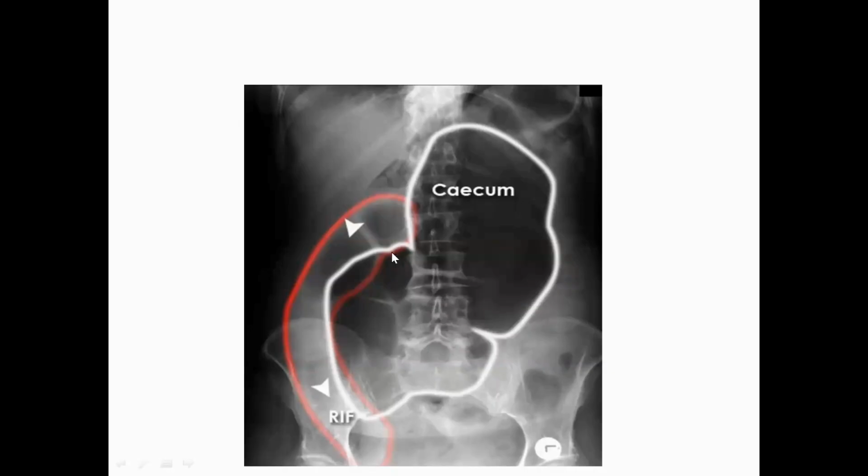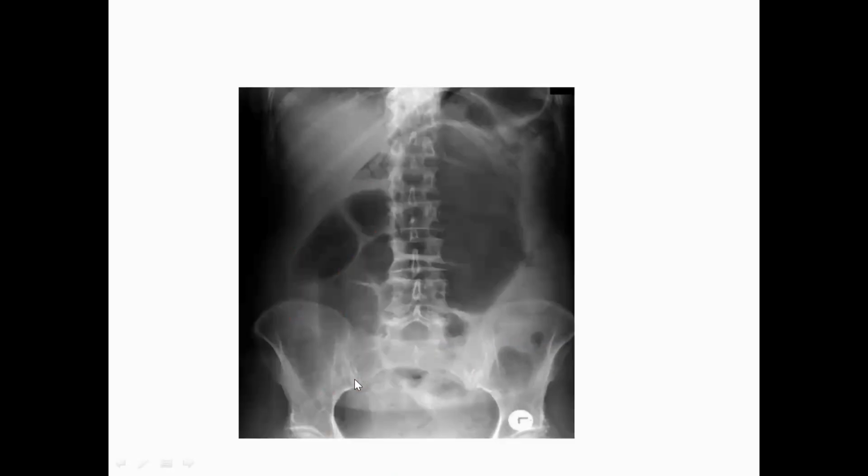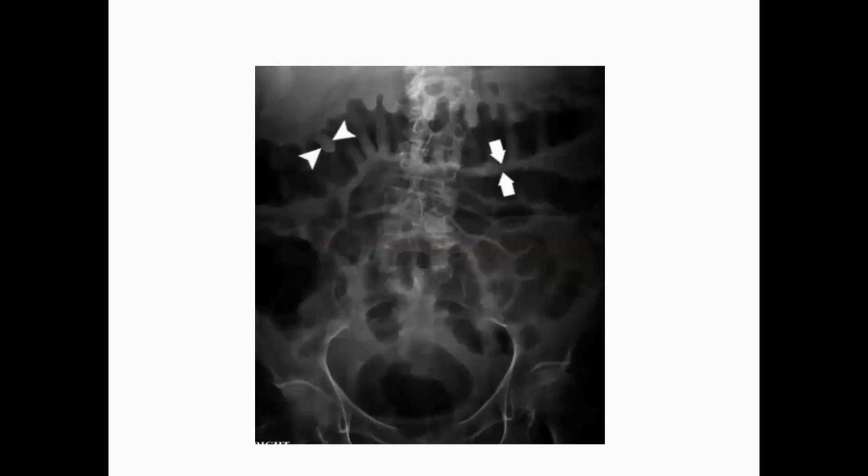So this is the cecum, and this is the small bowel. You can see it again. So this was the tracing of the dilatation of the small bowel, and this is the cecum, and this is the small bowel. Okay.